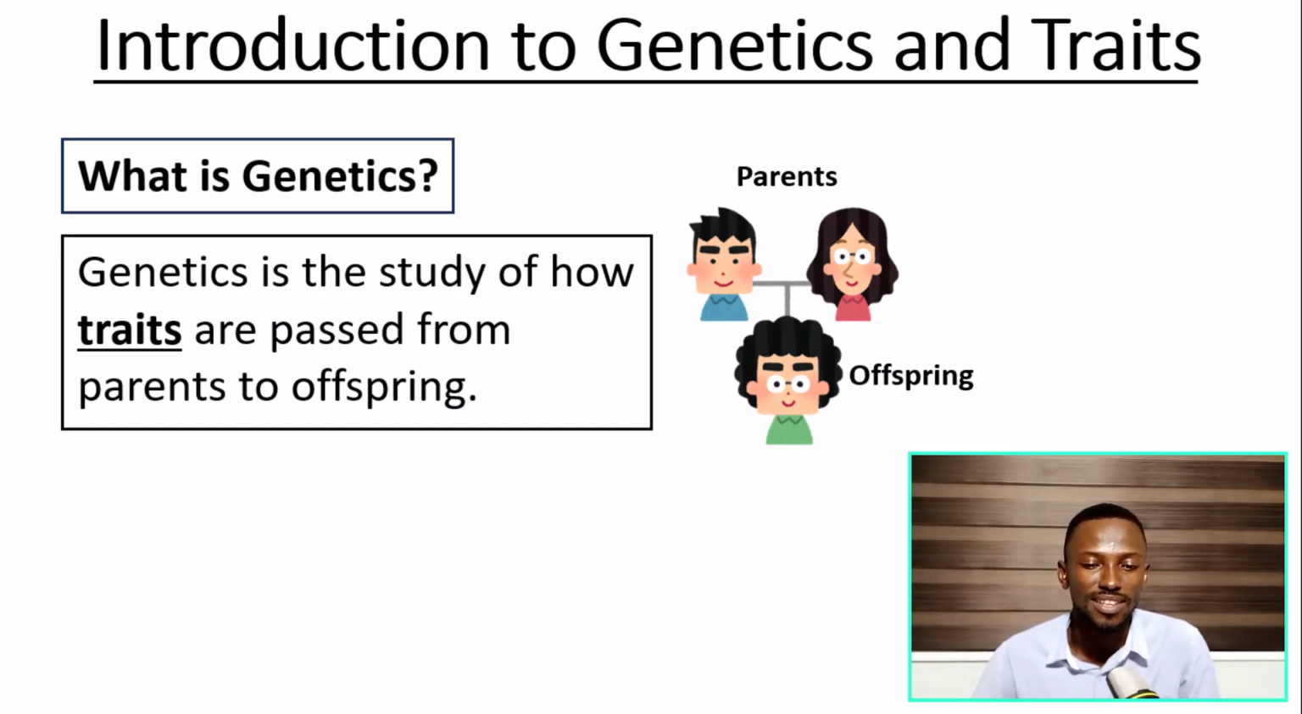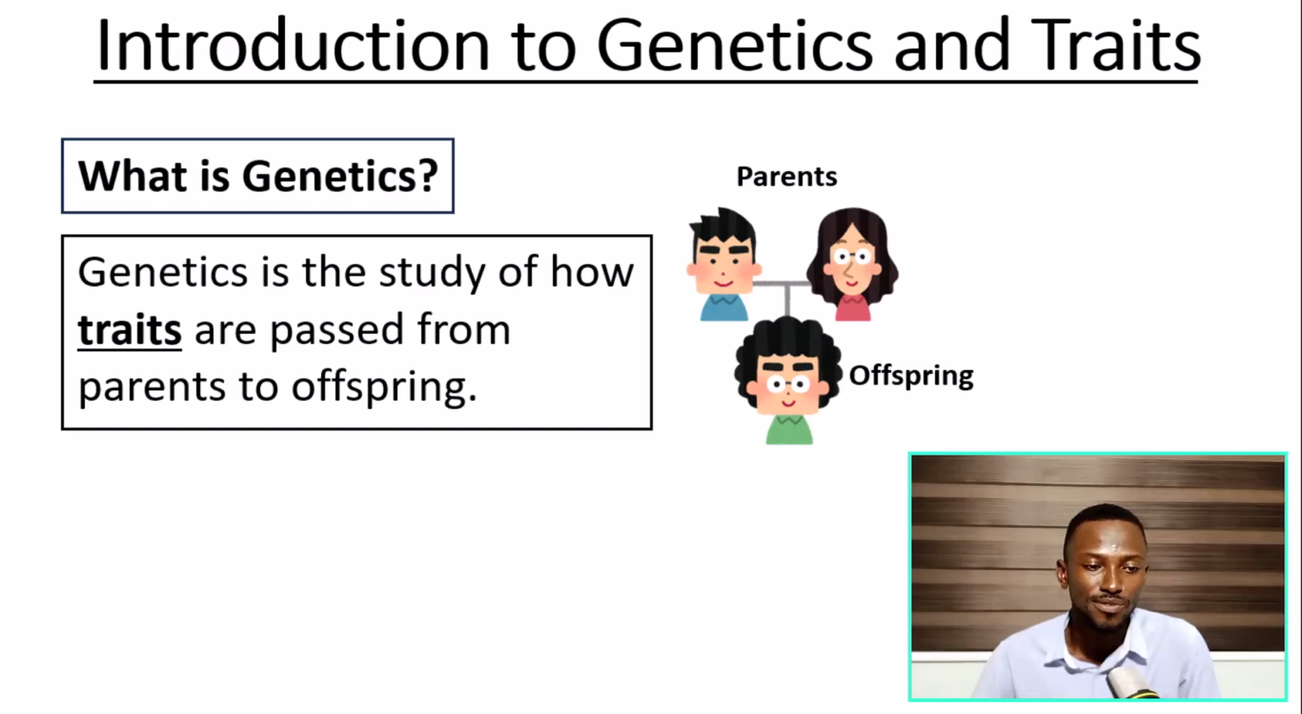If you look at the picture on the screen, you see that the offspring there, the boy, has his father's eyebrow, very, very thick, but he has his mother's eyes, very big and bulgy, taking his father's nose, more like a dot, and his mother's mouth. So that's what we refer to as genetics, the study of how traits are passed from parent to offspring.